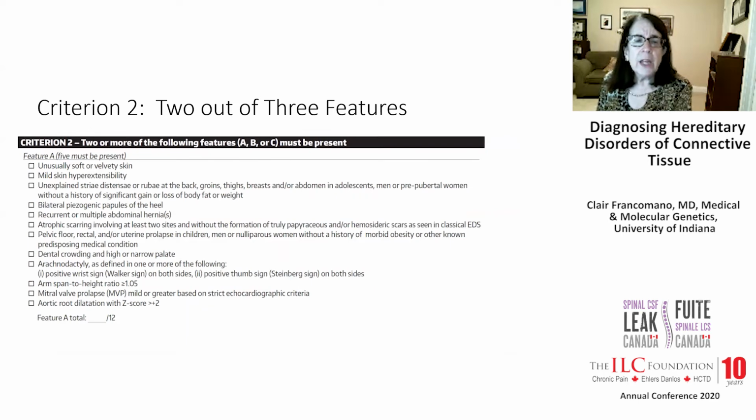Pelvic floor, rectal, and or uterine prolapse, dental crowding and a high narrow palate, arachnodactyly or very long thin fingers, an arm span to height ratio of greater than or equal to 1.05, mitral valve prolapse on echocardiogram, and finally, aortic root dilatation with a Z-score of greater than or equal to +2. So we total up the number of features here, and if there are 5 or more present, we say that the person meets feature A of criteria 2.